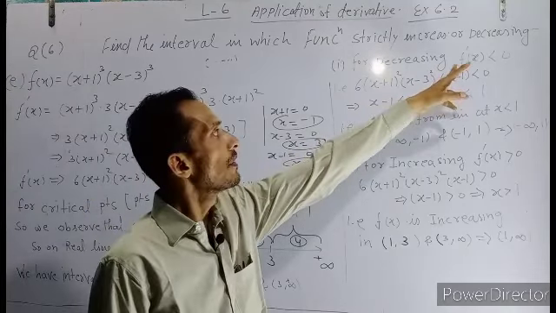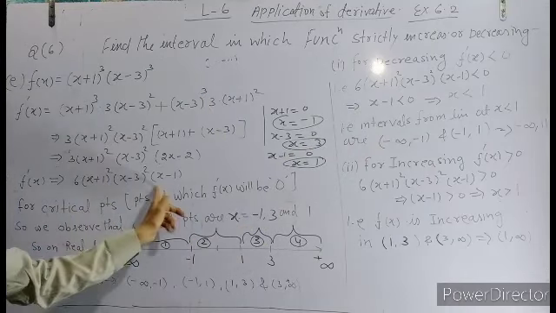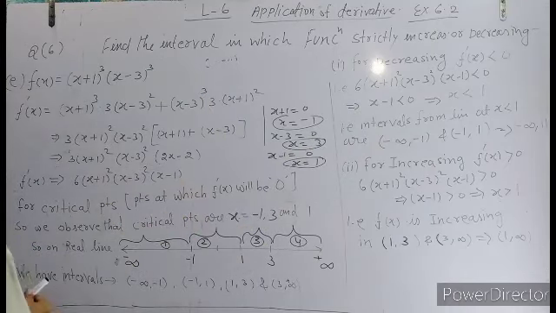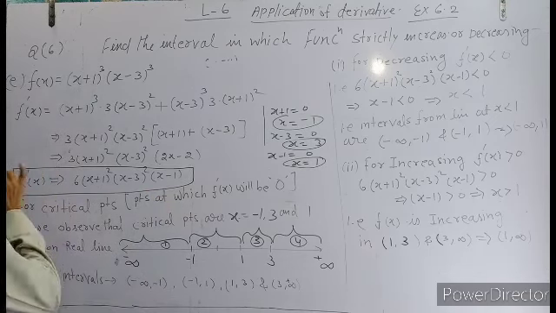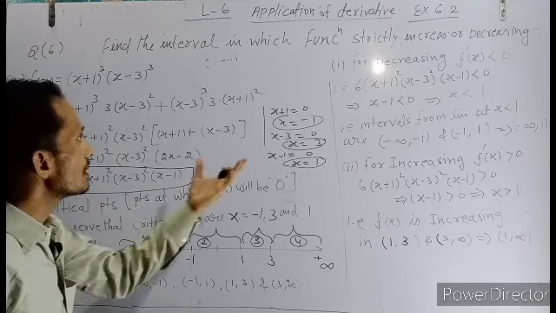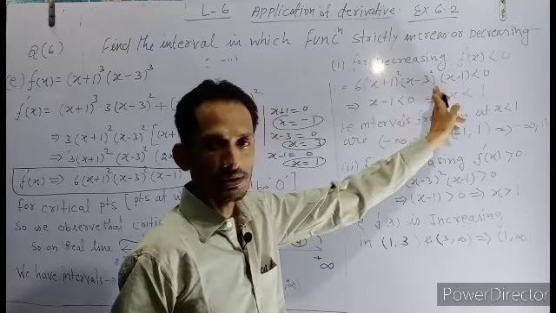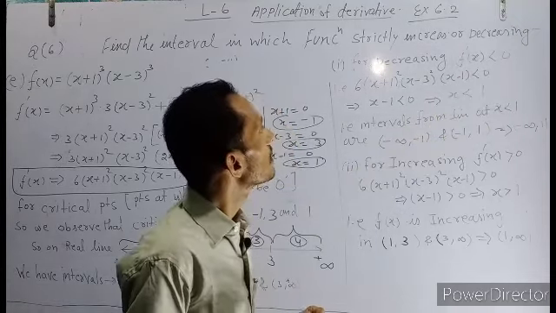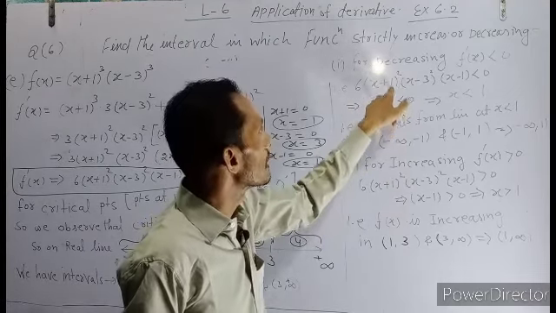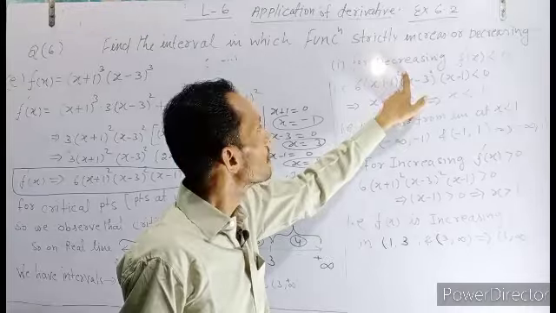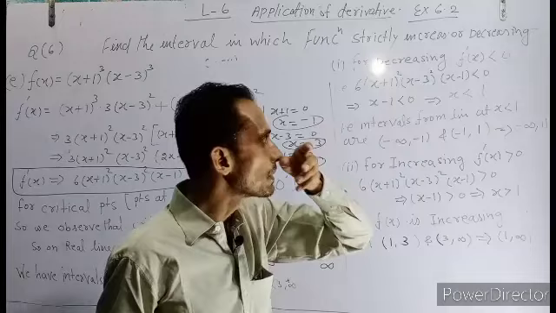For strictly decreasing, f'(x) less than 0. What is the value of f'(x)? This one is the value of f'(x), so we put it in place and require it to be less than 0. You can observe that 6 is a positive number, and the square of any real number will also be positive. This will always be positive.